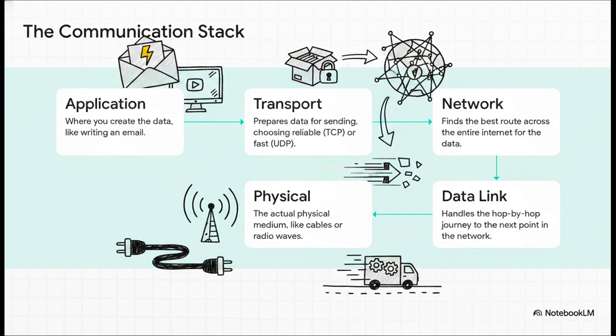Or do you just need it to be fast? That's UDP. UDP is like sending a postcard. It's quick, but there's no guarantee. This is perfect for something like a video call, where you'd rather have a tiny glitch than have the whole stream pause to find one lost pixel. After that, the network layer acts like a GPS, finding the best route across the internet. And finally, the data link and physical layers are the actual trucks and the roads they drive on, handling the physical trip from point A to point B.